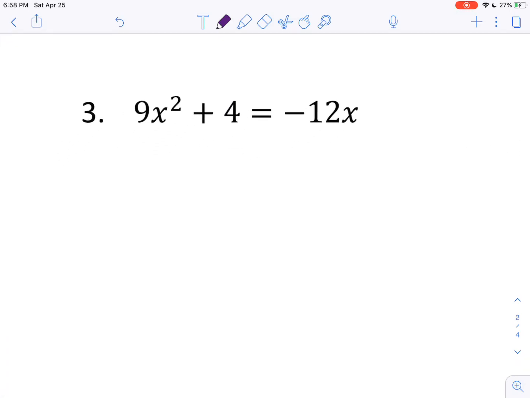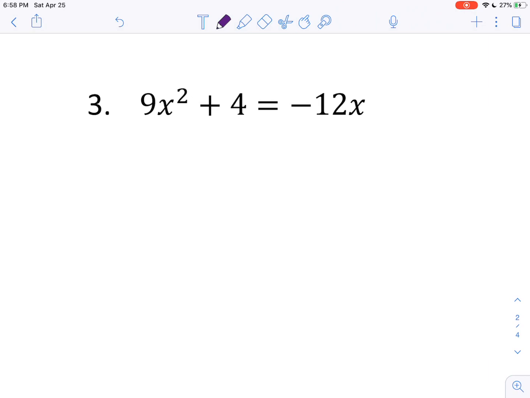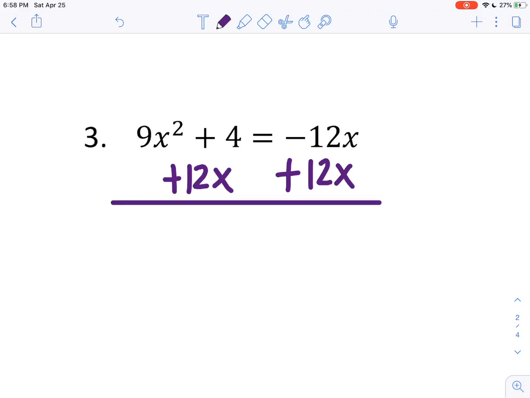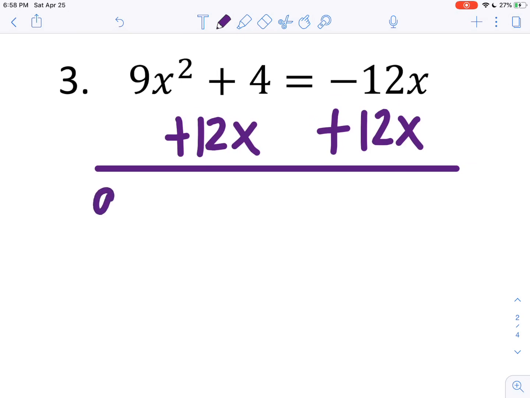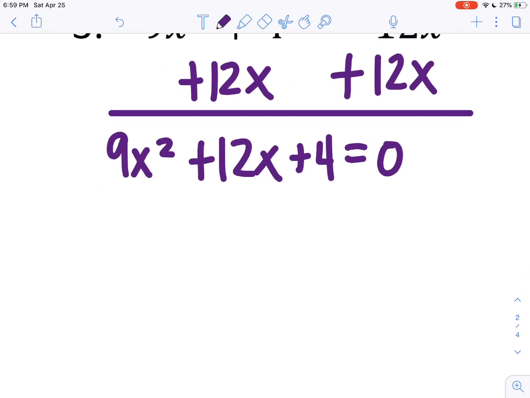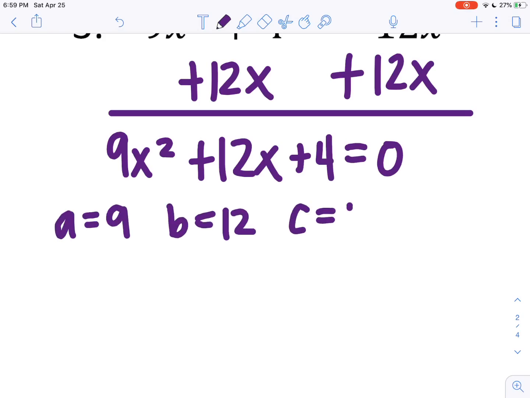Okay, number 3. Again, this is not in standard form. So I've got to bring over the 12x. Remember, it's got to be in the correct order, so highest exponent to smallest. So 9x squared. I need the 12x to come next. Plus 4 equals 0. So I'm setting this up like a factoring problem. And now I need to identify my a, b, and c. So a is 9, b is 12, and c is positive 4.